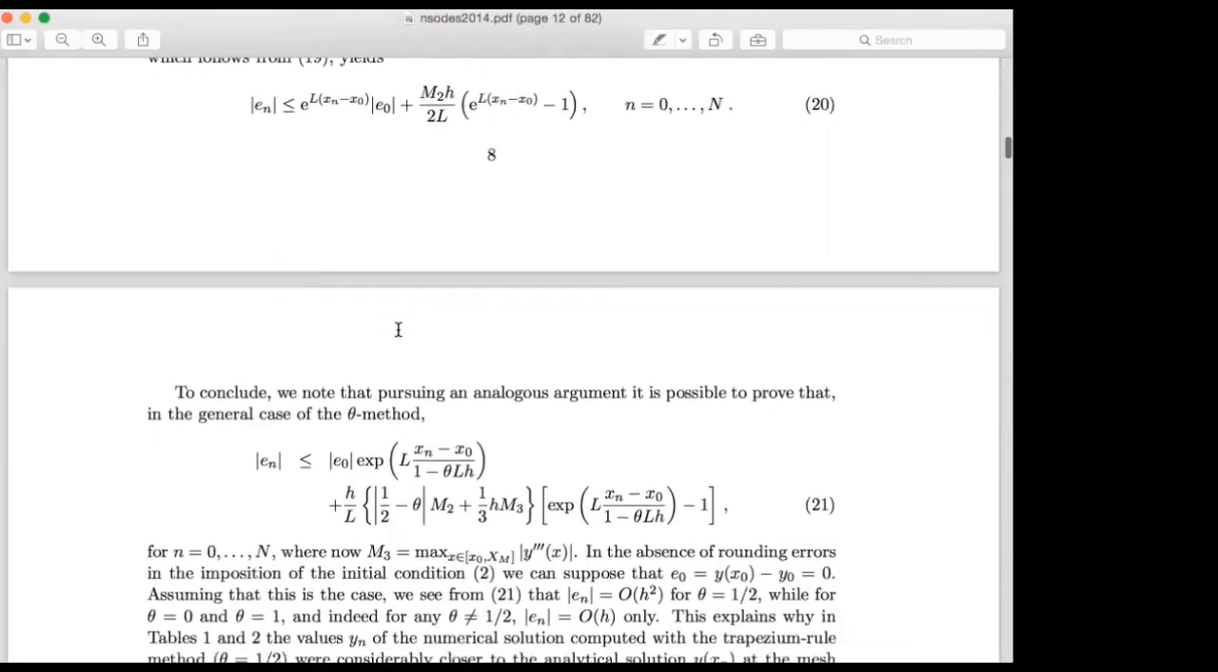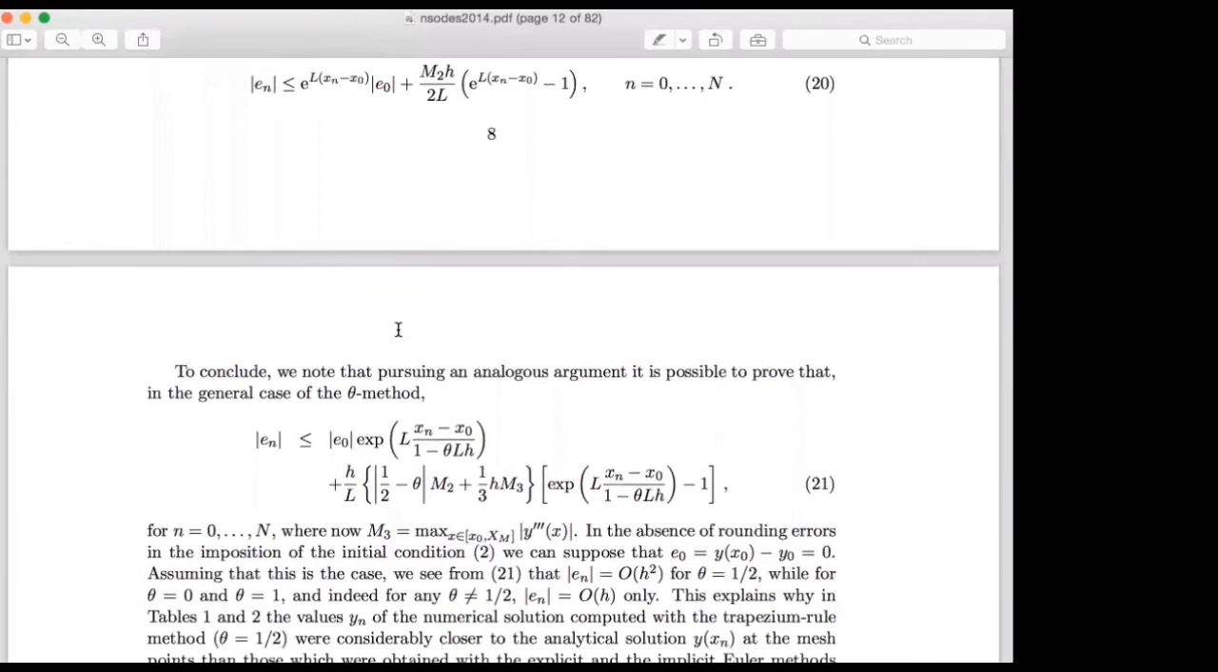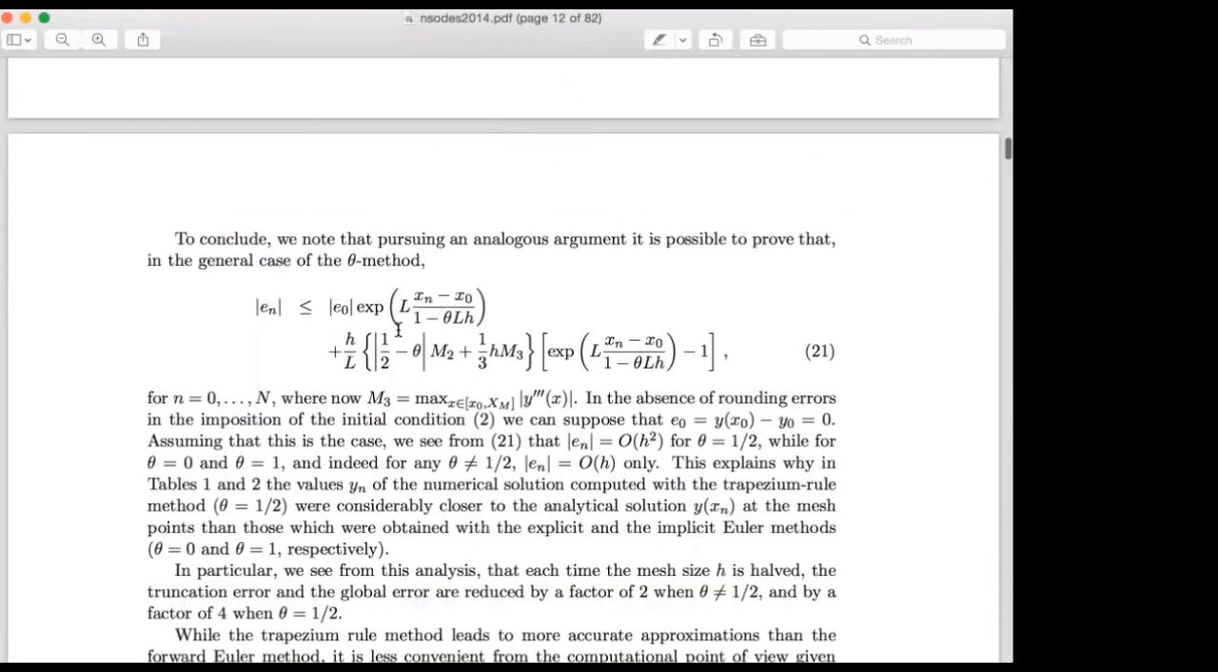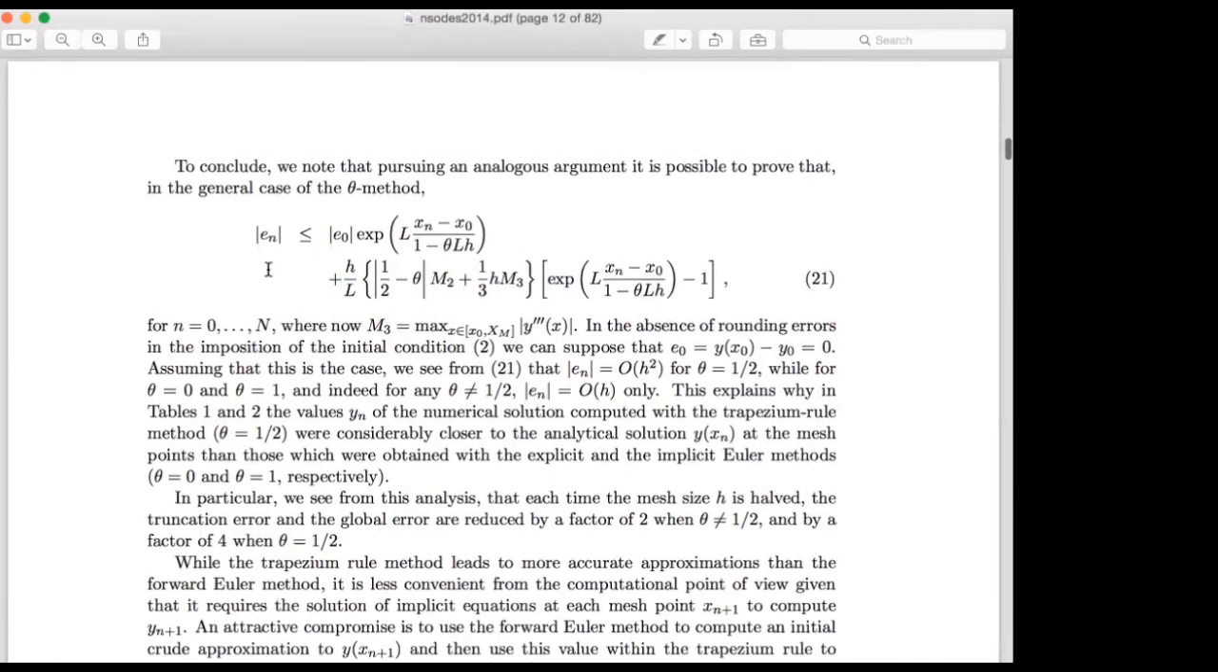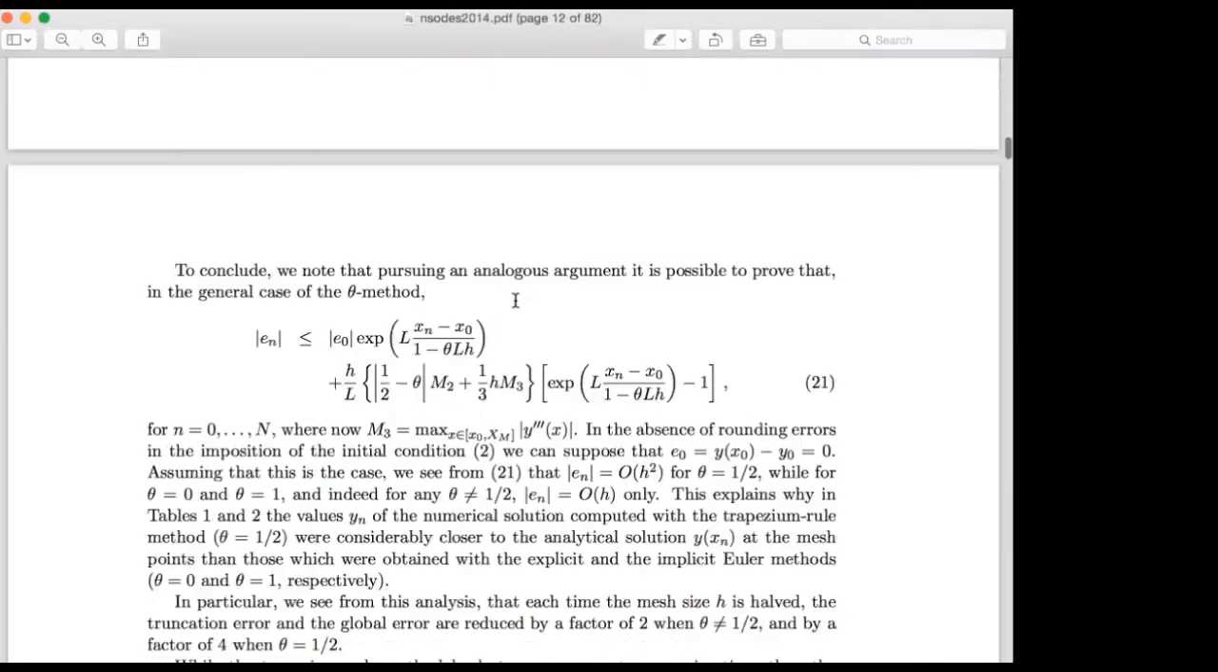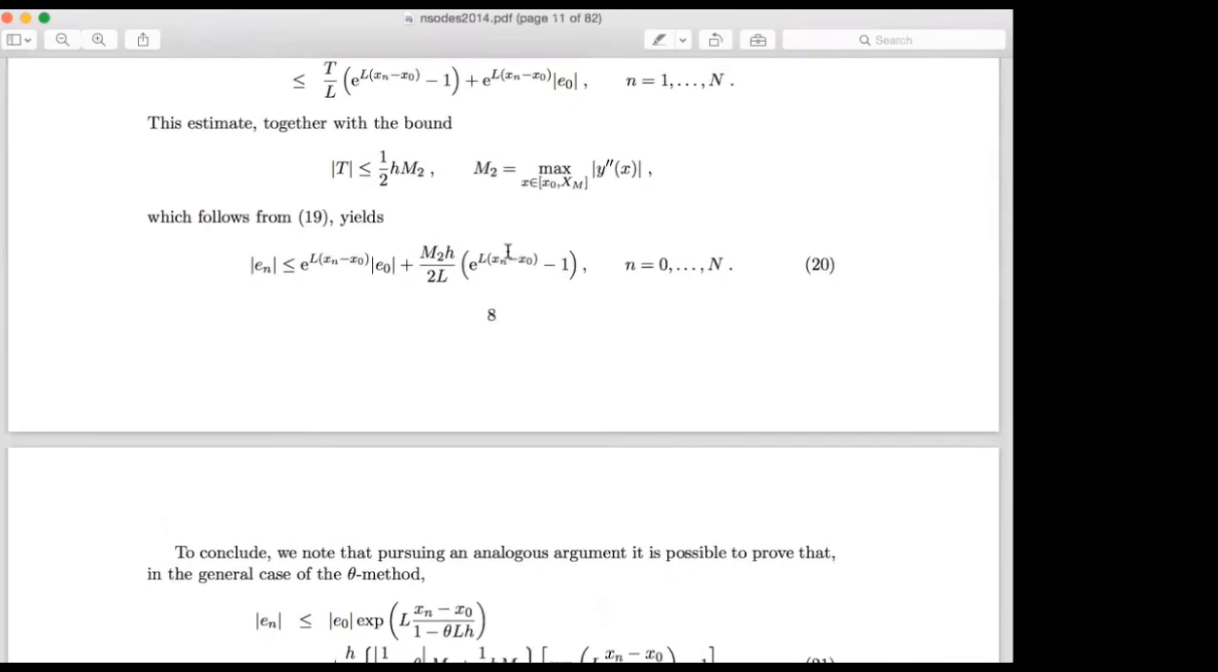Then using similar steps, we can find the estimate for the theta method, and what type of error estimate we have for the theta method. Mod en is less than or equal to E0 e raised to the power L times (xn minus x0), divided by theta L h, plus h by 2 mod 1/2 minus theta M2 plus 1/3 h M3, where M3 is the maximum of y triple prime.